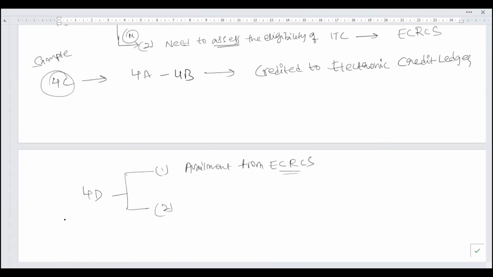Second is ITC not available on account of place of supply. ITC not available on account of place of supply. Example, hotel stay. Like from Karnataka a registered person travels to Maharashtra, Bombay, he takes a hotel accommodation. So there is a business meet, 10 days he stayed in a hotel, per day 5,000, 5 into 10, 50,000. On 50,000, he has paid, say, 2,500 GST.